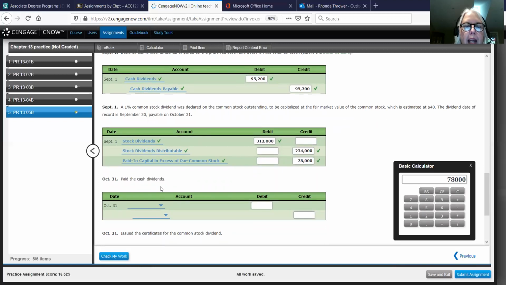Then we're going to pay the cash dividends. These are the cash dividends earlier that we needed to pay. The cash dividend amount was $95,200. So we're going to debit the liability account cash dividends payable to reduce it down to zero. We no longer are going to owe those dividends because we're paying them. It's going to go away. This account's going to decrease. And then we're going to credit our actual cash account because we're paying the cash dividends of $95,200.